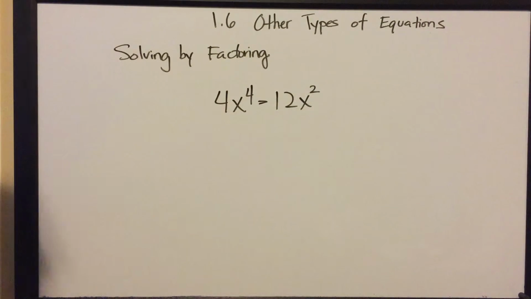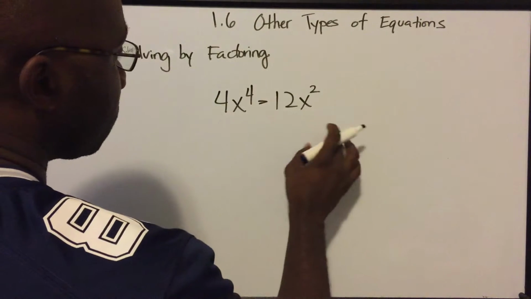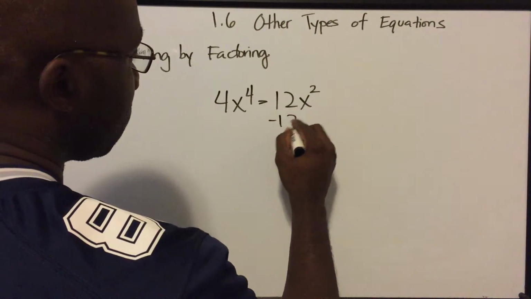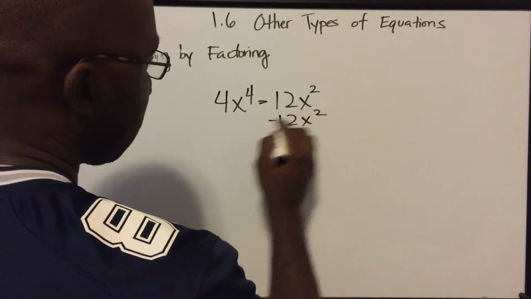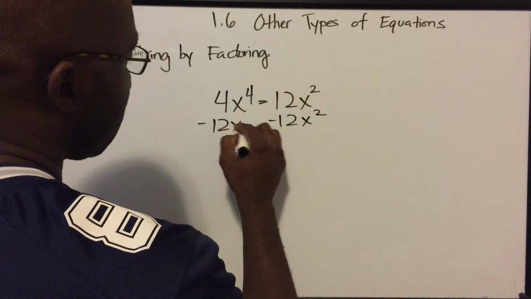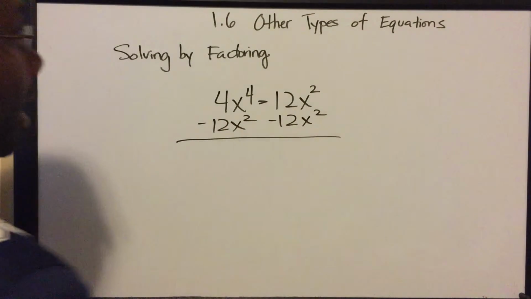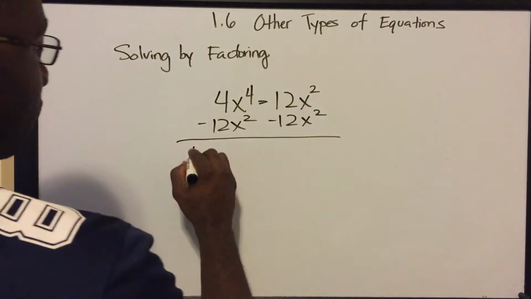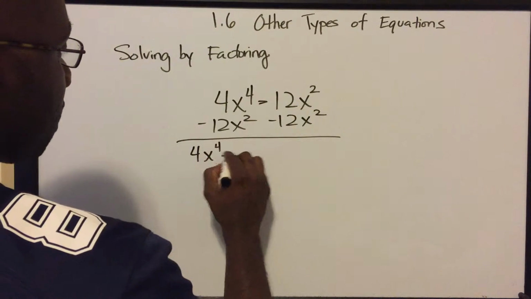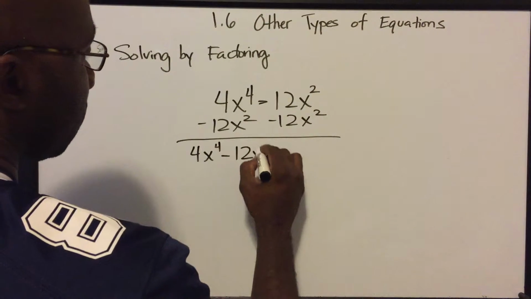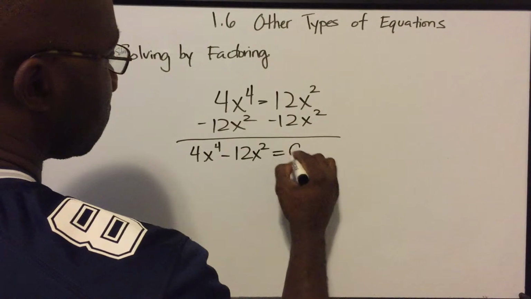We know that in order to bring the 12x squared over here, we have to subtract it from both sides. So we subtract 12x squared here, and we do the same thing over here. Then we would have 4x to the 4th minus 12x squared equals 0.